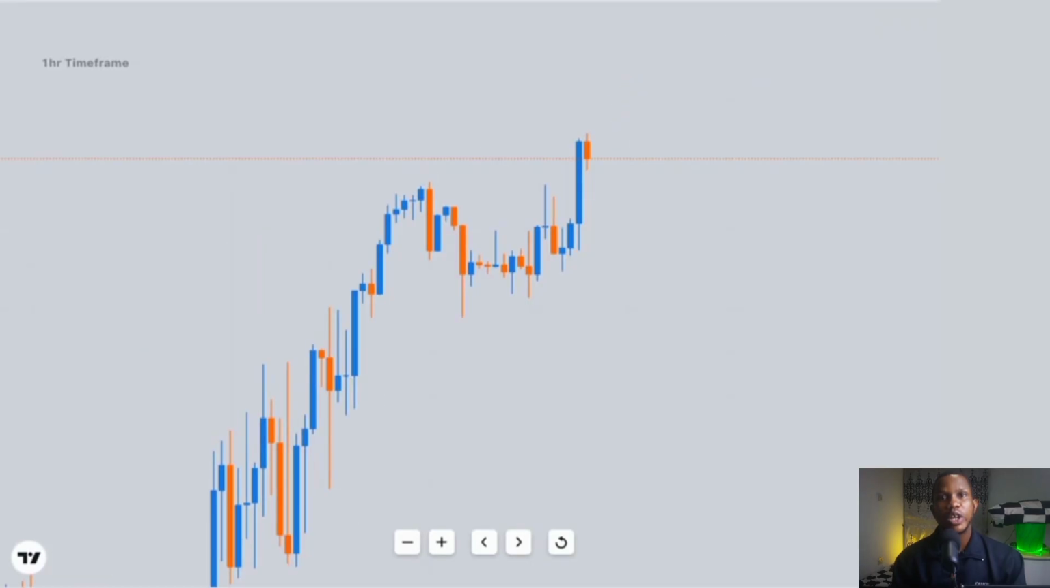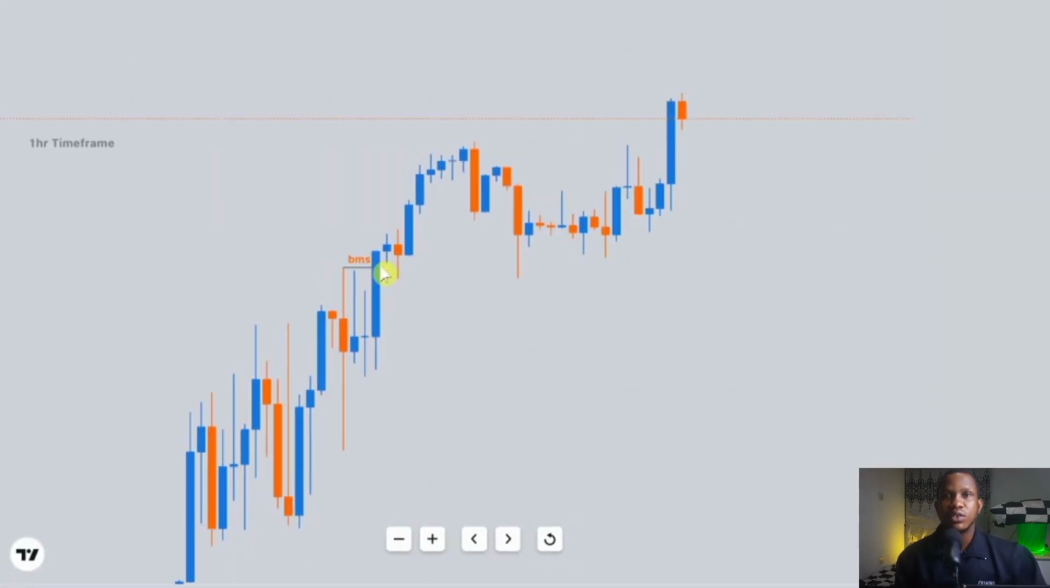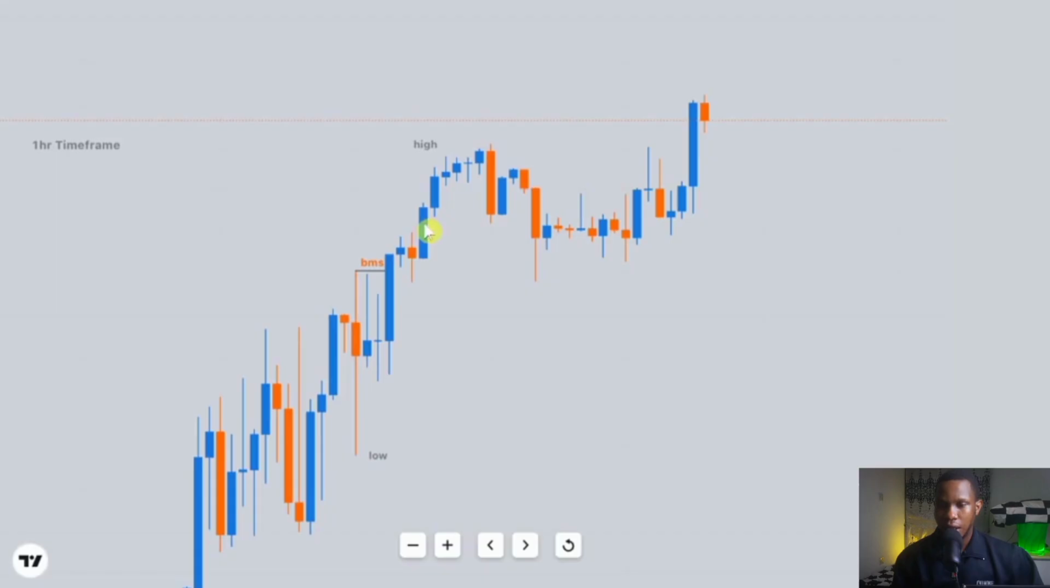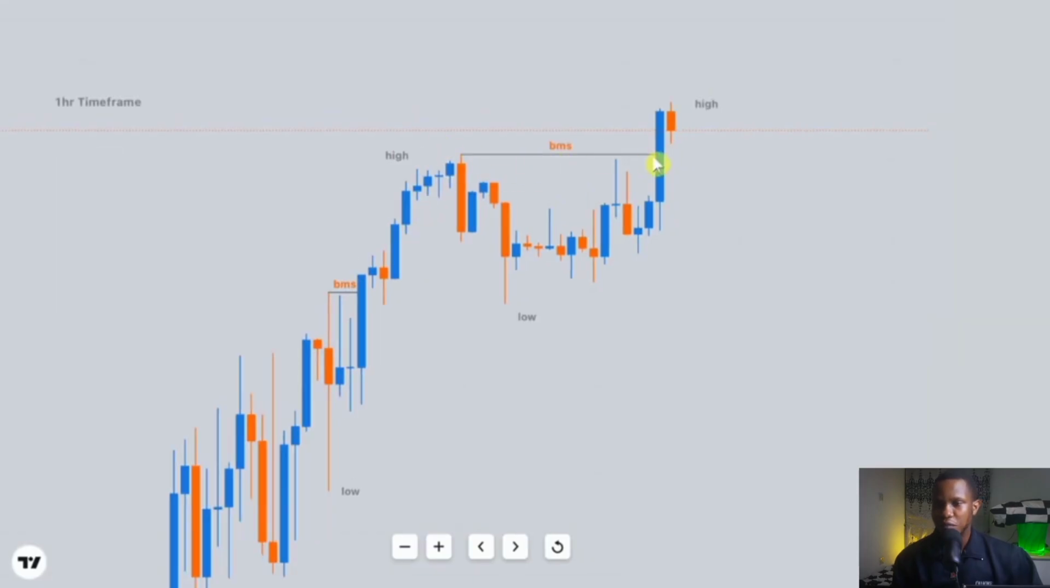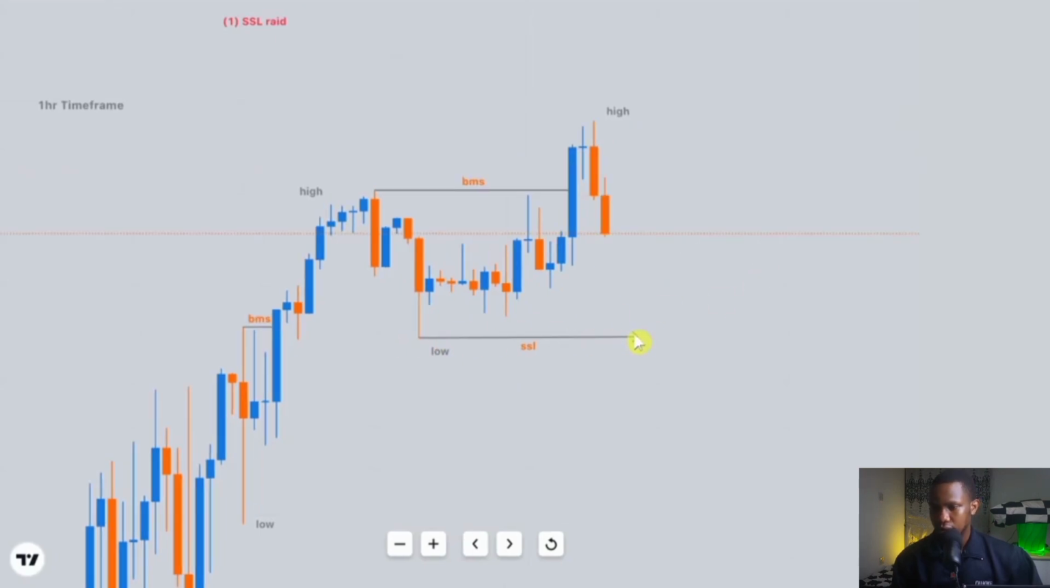So we have the 1 hour time frame of GBP/USD. You can see a break of market structure, guys, my low and my high, another break of market structure, my low and my high. First thing we say is we want this sell side liquidity to be raided.